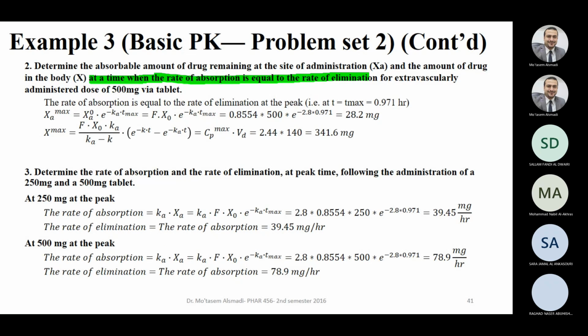Right? So basically, simply, just multiply this value here by 2. That will give you an absorption rate of 78.9 milligrams per hour, which is also equivalent to the elimination rate. Got it? Any questions?